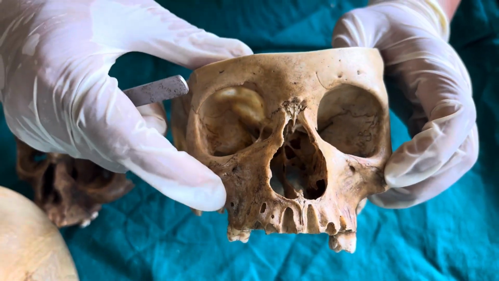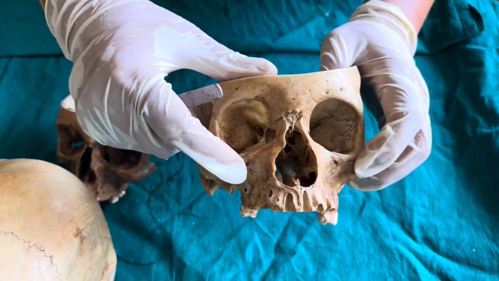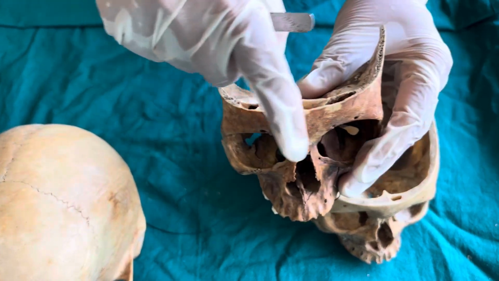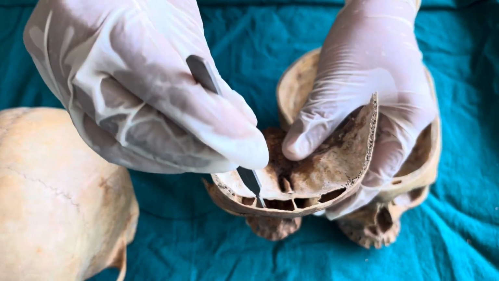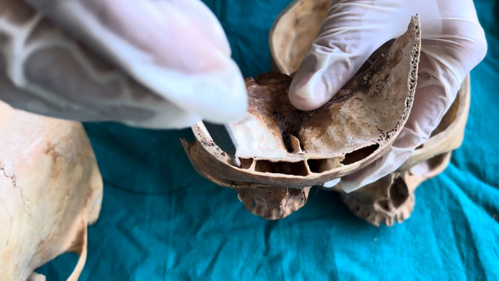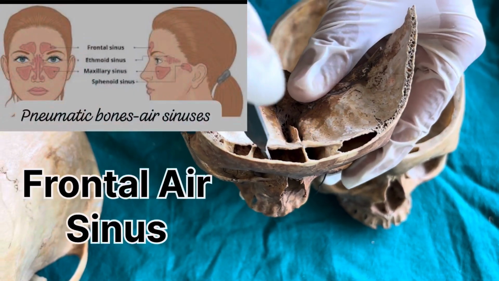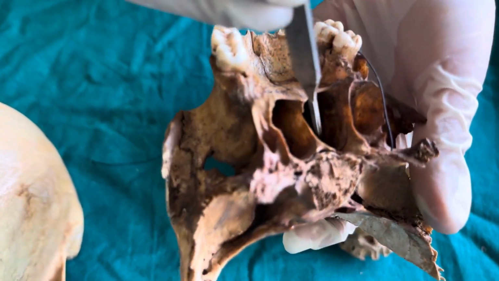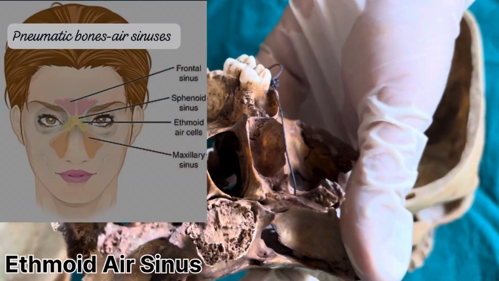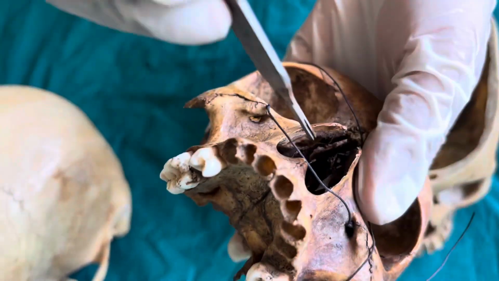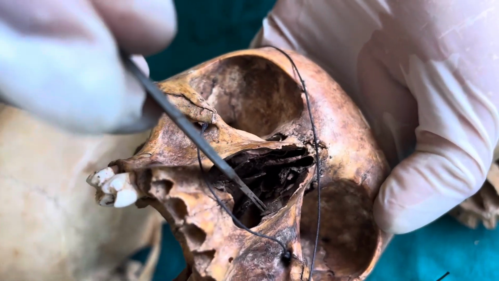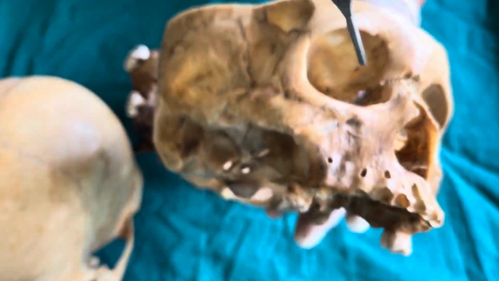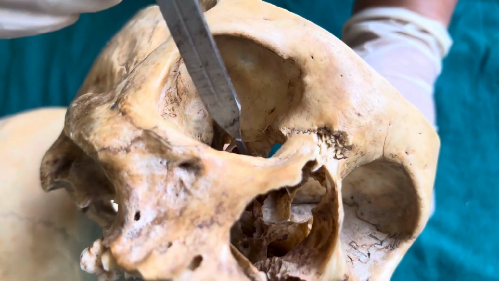Under cover of it there is an air filled cavity known as the maxillary air sinus. Here you can see the frontal bone, and the air filled gap present in the frontal bone is known as the frontal air sinus. Here you can see the ethmoidal variety of sinuses. From the front you can see the ethmoidal air sinuses. In another skull you can see the ethmoidal air sinus here.